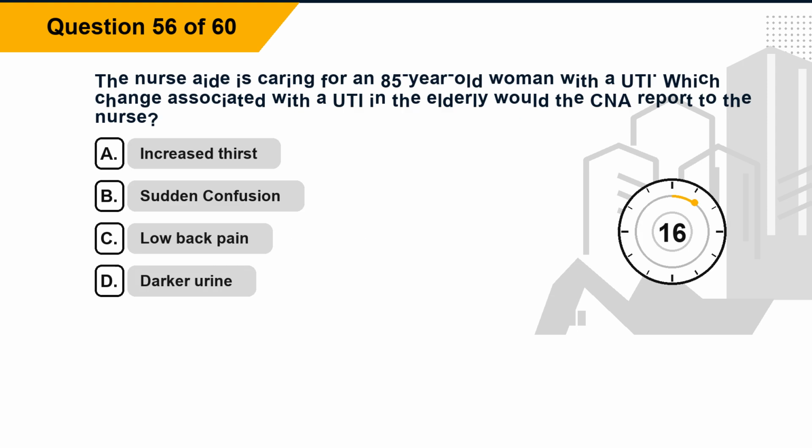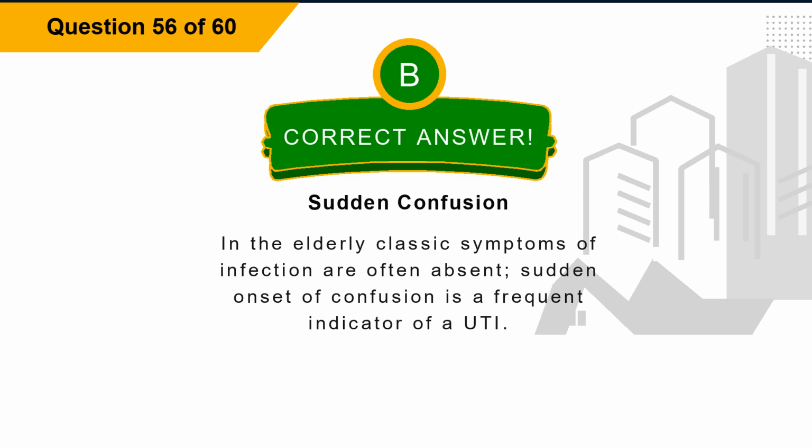Question 56. The nurse aide is caring for an 85-year-old woman with a UTI. Which change associated with a UTI in the elderly would the CNA report to the nurse? Option A, increased thirst. Option B, sudden confusion. Option C, low back pain. Option D, darker urine. The correct answer is option B, sudden confusion. Explanation: in the elderly, classic symptoms of infection are often absent. Sudden onset of confusion is a frequent indicator of a UTI.